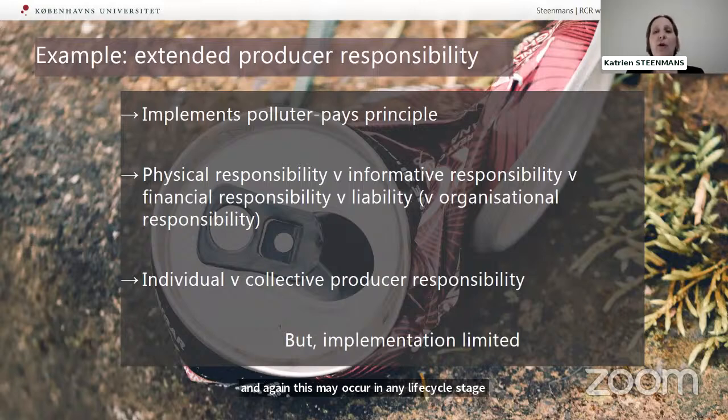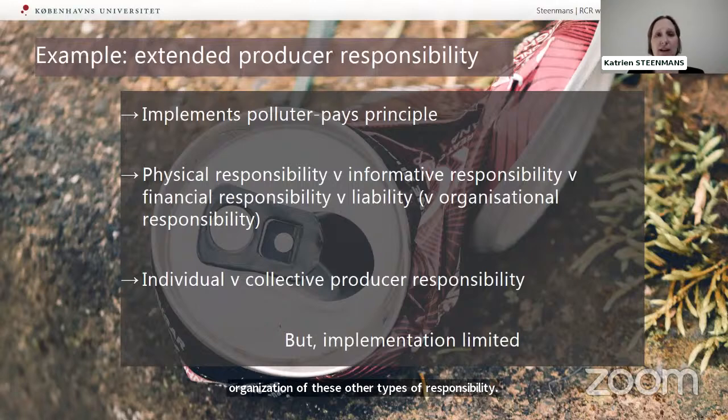And then finally, I've also listed organizational responsibility on the slide. This is because the EU's Waste Framework Directive mentions organizational responsibility in its amended Waste Framework Directive. The directive doesn't define it, but my understanding of reading the article is that it's essentially the organization of these other types of responsibility.